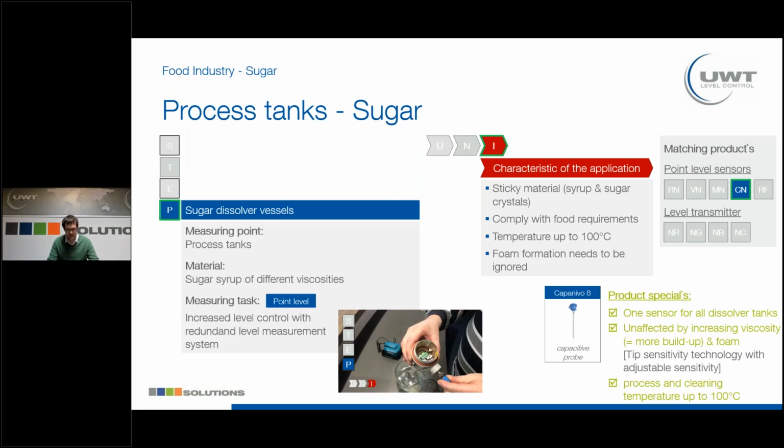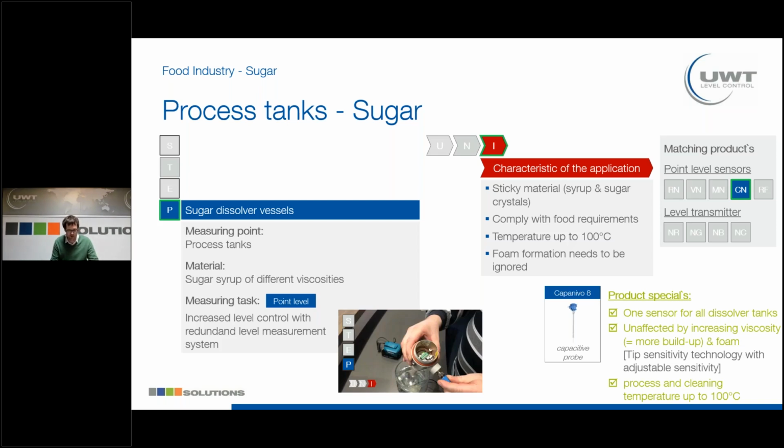And the customer decided to go for a Kappa Nevo 8 series here. So we had one sensor for all different tanks. It's unaffected now by the buildup, and it's also a challenge here that we need to ignore the foam. And this is possible with the CN7 and also with the CN8.